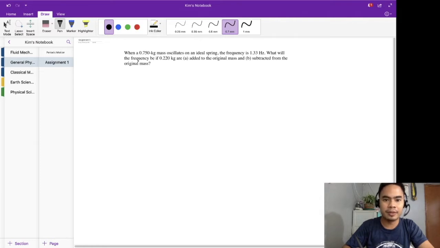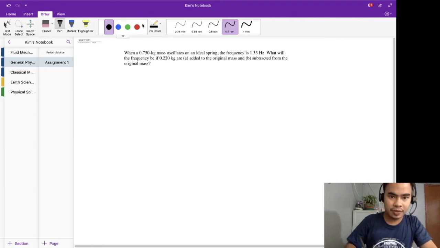0.750 kilograms mass which oscillates on an ideal spring, and the frequency of its oscillation is given to be 1.33 hertz. So the problem asks you for the frequency if 0.220 kilograms are added to the original mass, and when you subtract 0.220 kilograms from the original mass. So as I have said, we will start with the illustration of the problem.